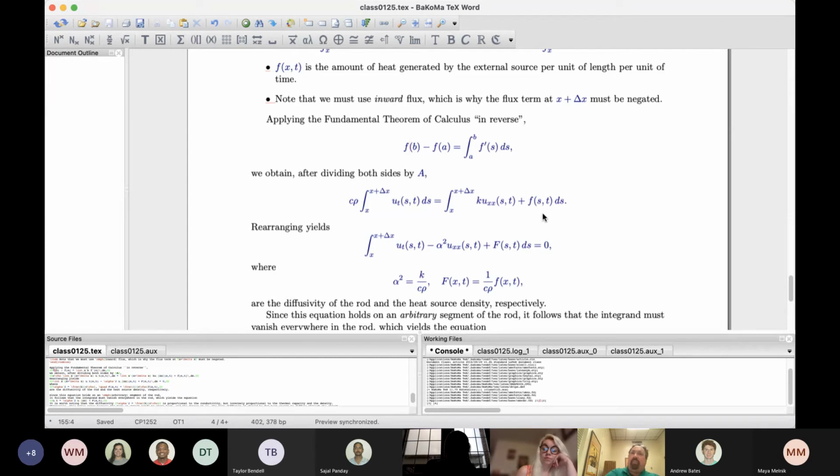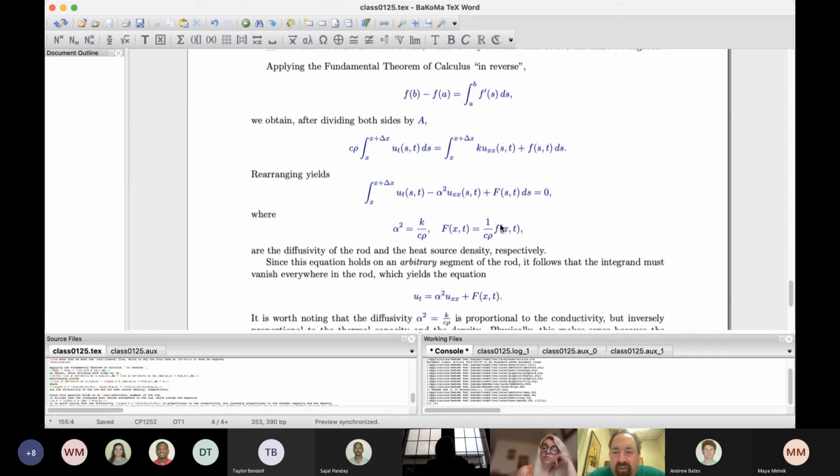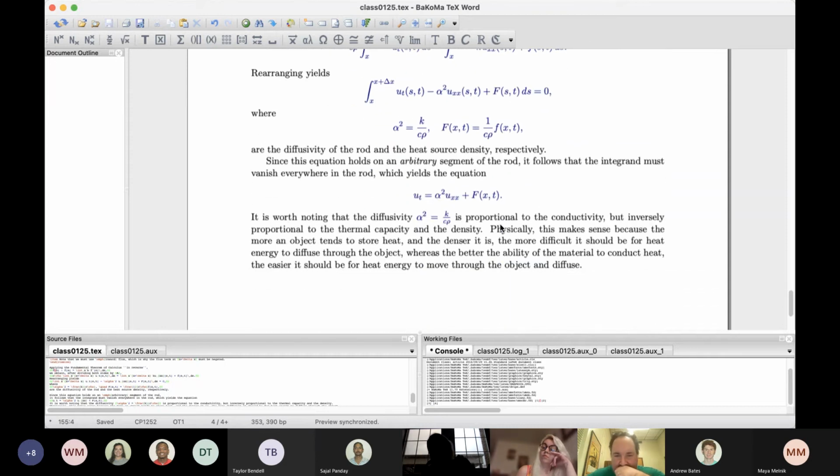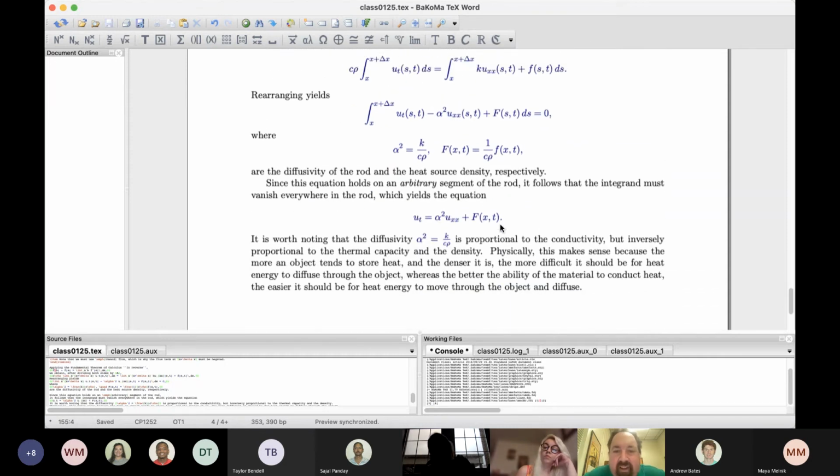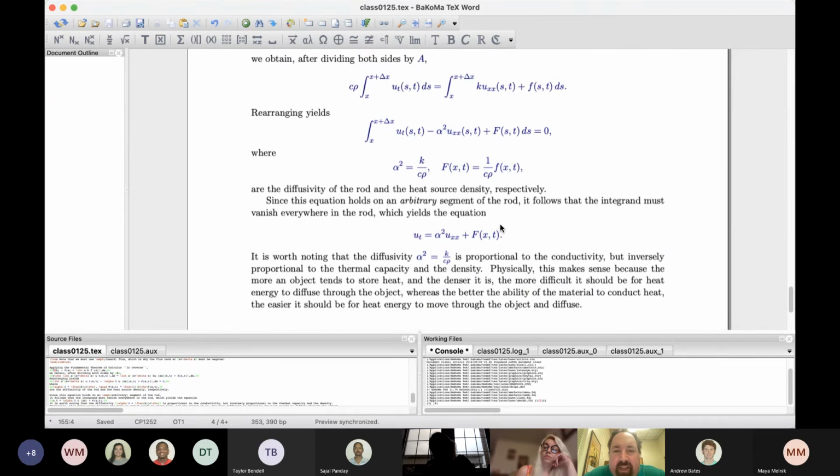As you remember from Wednesday when I showed you the heat equation, it was du dt is equal to the Laplacian of u, where we have the Laplacian defined appropriately for however many dimensions you have. All right. Are there any questions about what happened during this derivation?